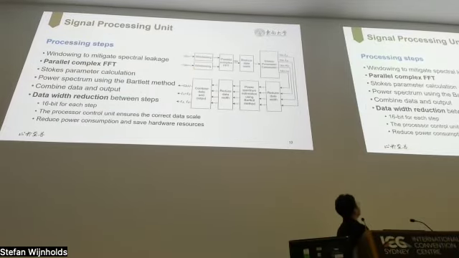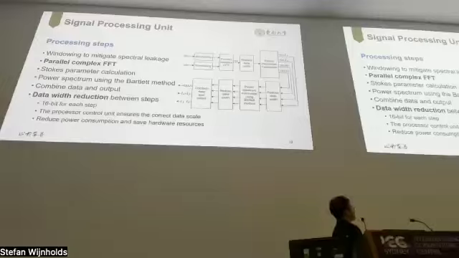Now, these are the processing steps of our new backend. We first do windowing to mitigate the spectral leakage of the fast Fourier transform. Then we do a spatial design parallel complex FFT. Then we calculate the Stokes parameters. Then we estimate the power spectrum using the Bartlett method. And finally, we combine the data and output in 3 modes.